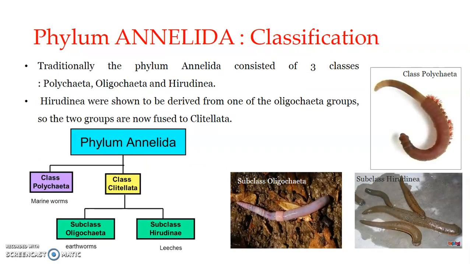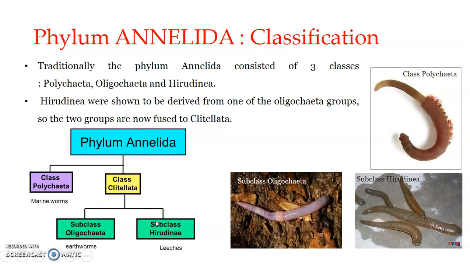Now regarding the classification. Traditionally, the phylum Annelida consisted of three classes: Polychaeta. Here, chaeta refers to setae. Poly means many, so many setae. That is what the name means. Then Polychaeta, Oligochaeta, and Hirudinea, right? But later, Hirudinea were shown to be derived from one of the oligochaete groups, and hence the Oligochaeta and Hirudinea have been placed under the same class, and these two have been given the taxon subclass.